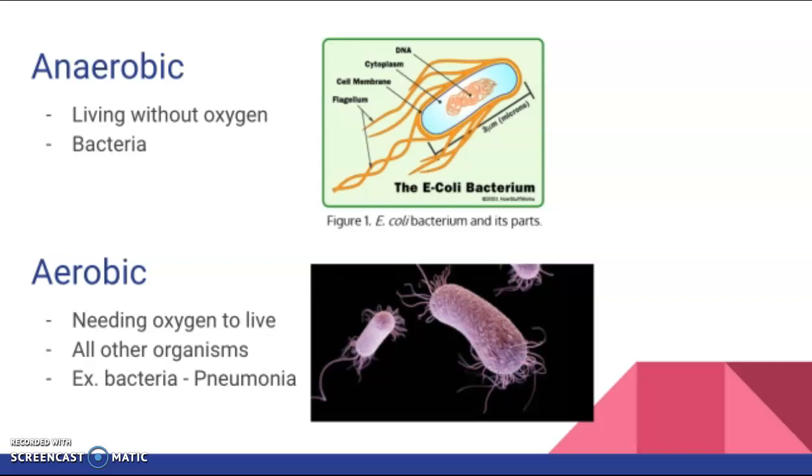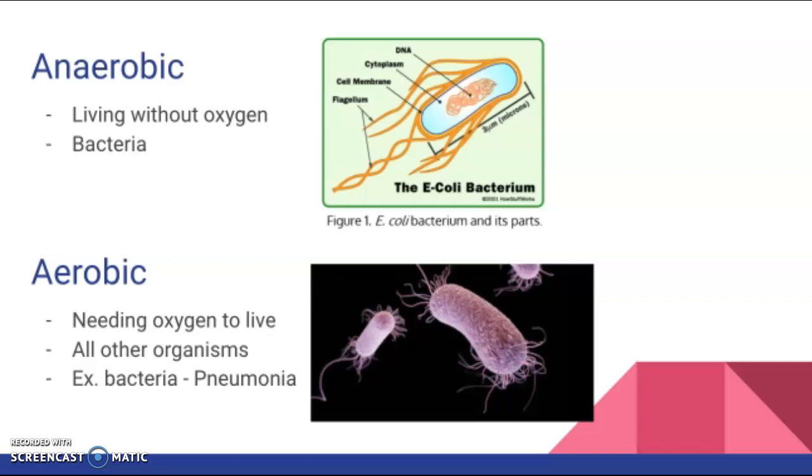Anaerobic. That prefix "an" means without. So anaerobic means without oxygen. The only type of living organisms that can live without oxygen completely are bacteria. And they live in extreme environments, like E. coli lives in your gut. Or some bacteria will live in volcano vents where it's really hot, or maybe they live in the extreme ice where it's frozen. So bacteria can live without oxygen.